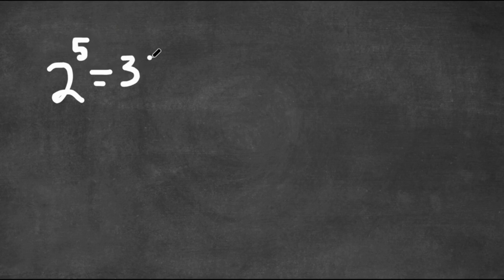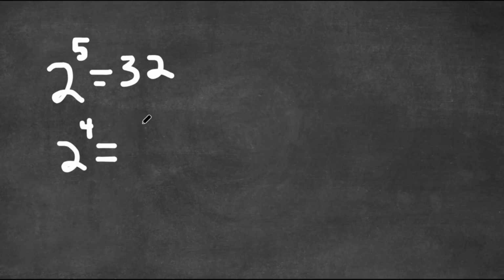So let's just say we have the number 2. We have the number 2, right? So what is 2 to the power of 5? Well, this is 32. 2 to the power of 5 is 32. Now let's go one lower. What is 2 to the power of 4? 2 to the power of 4 is 2 times itself 4 times. In other words, it's 16.